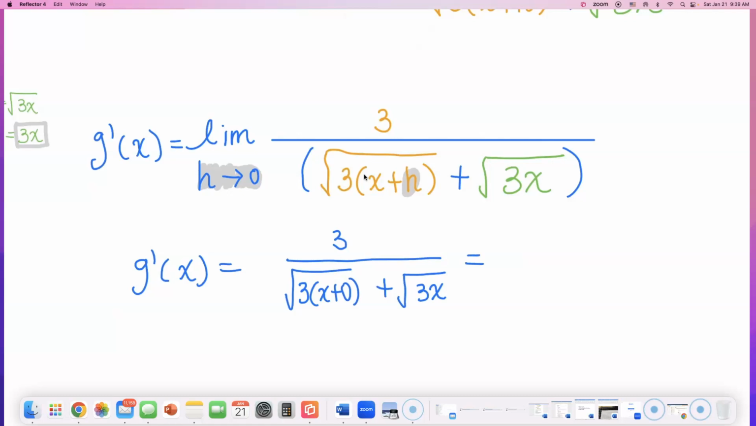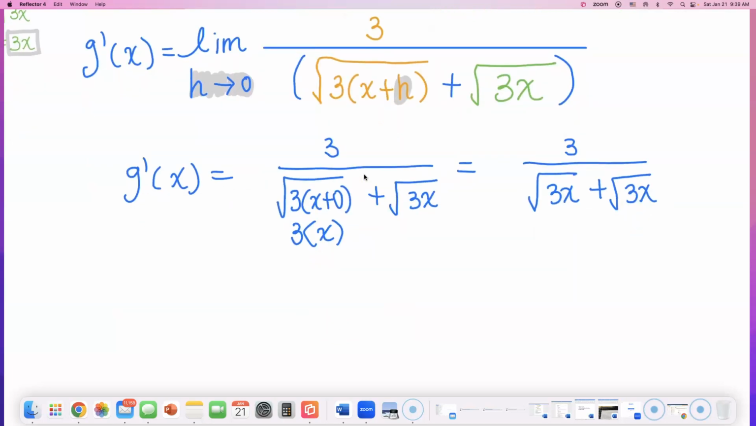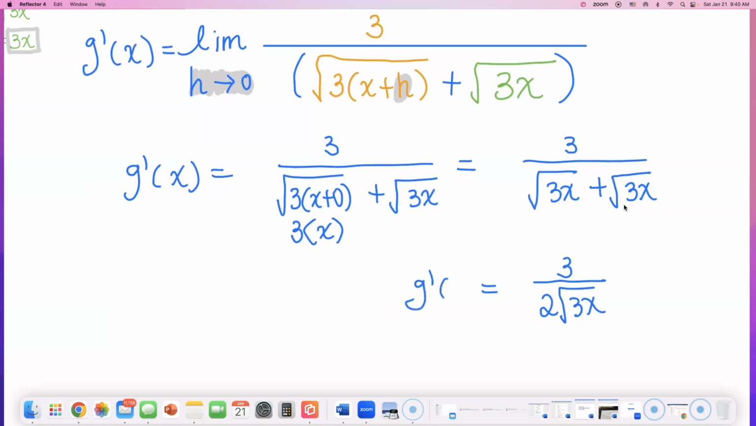Let's simplify that. 3 over square root of, now what's this going to be? That's 3, right? And that's just going to be x. So the first square root will only have 3x left inside. And I'm adding another 3x in the bottom. So if I add square root of 3x and another square root of 3x, you agree we can write this as 2 square root of 3x, right? We have 2 of those. And that is what g prime of x is.